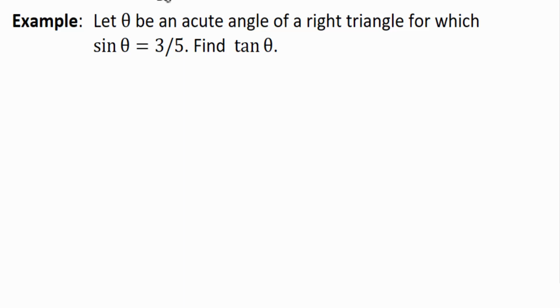Example: let theta be an acute angle of a right triangle for which sine of theta equals 3/5. Find the tangent of theta. So what's different here? Look at the sine function you're given. Are you given the input or the output of the sine function? Are you given the angle or the ratio?